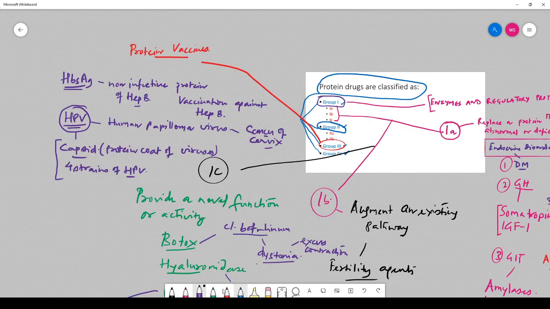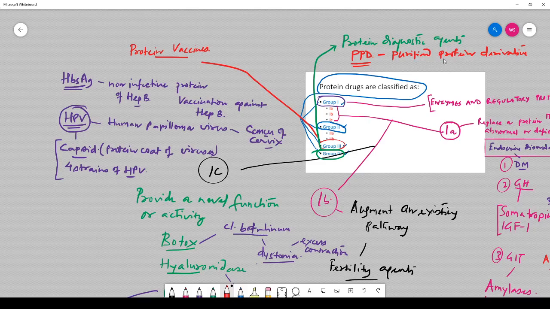Then we come to the last class of drugs. What's the last class called? It is group 4. So what is group 4 drugs? Group 4 drugs are protein diagnostic agents. Okay, let's take an example. The example PPD. Okay, what is PPD? Purified protein derivative, PPD. Purified protein derivative, which protein?